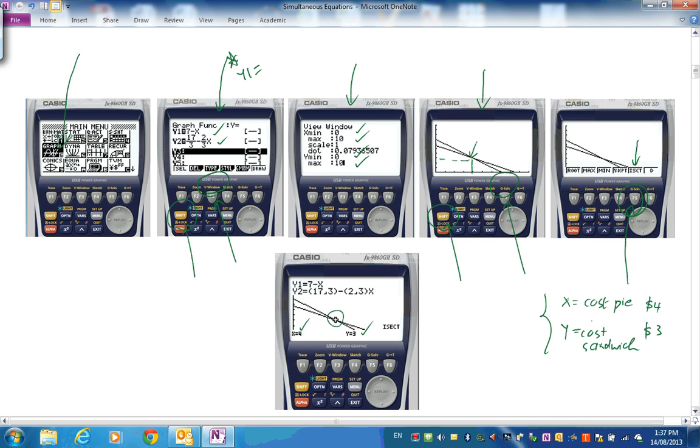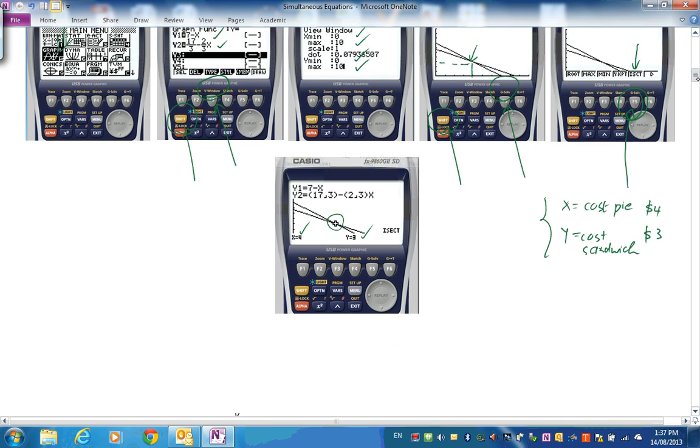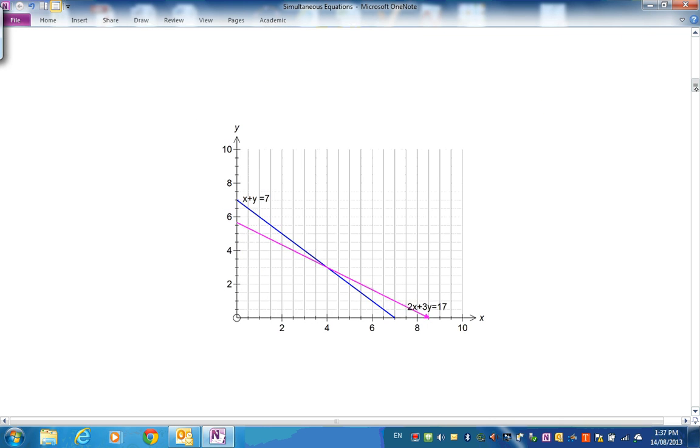Anyway, let's go down. And could you have done it by hand? Could you have solved these simultaneous equations drawing your own hand graph? This is what it would look like, wouldn't it? But could you do it? Let's try and plot the first one here. X plus y equals 7. Do you remember? Let's put it up here. X plus y equals 7.